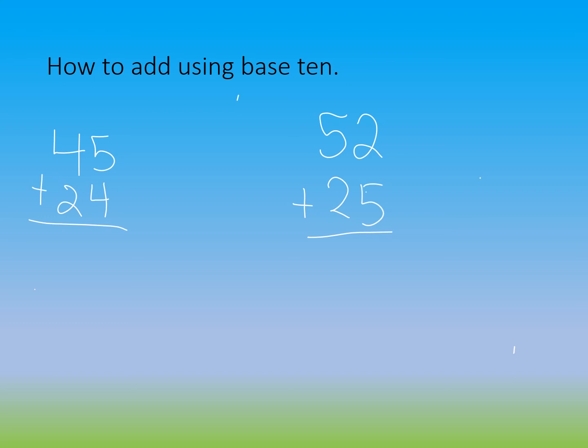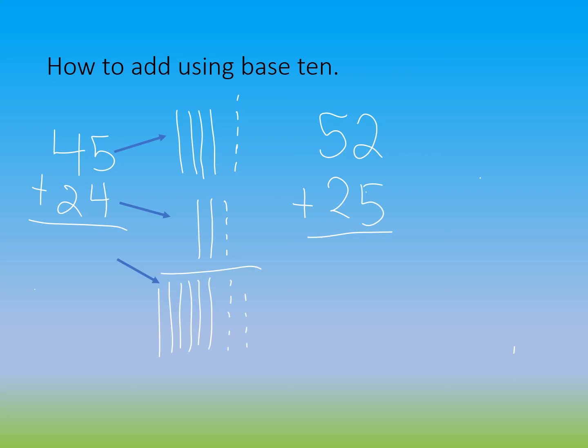How to add using base 10. Our first problem is 45 plus 24. So we're going to draw our 5 ones and 4 tens. Then we'll draw 24, 4 ones and 2 tens. We'll add them together. We can count how many ones there are. There are 9 ones and there are 6 tens.